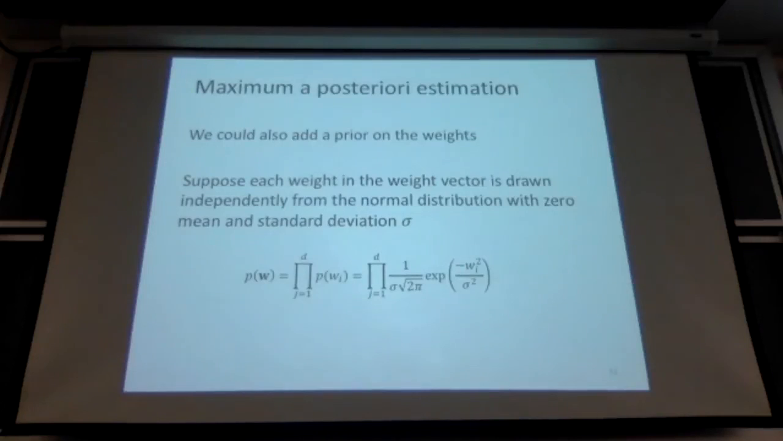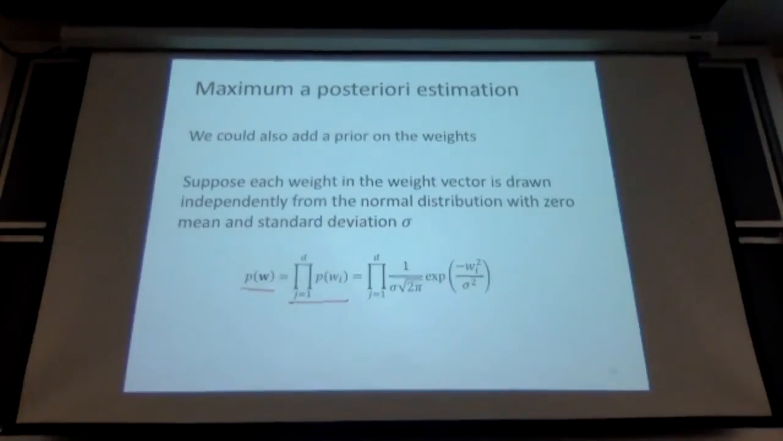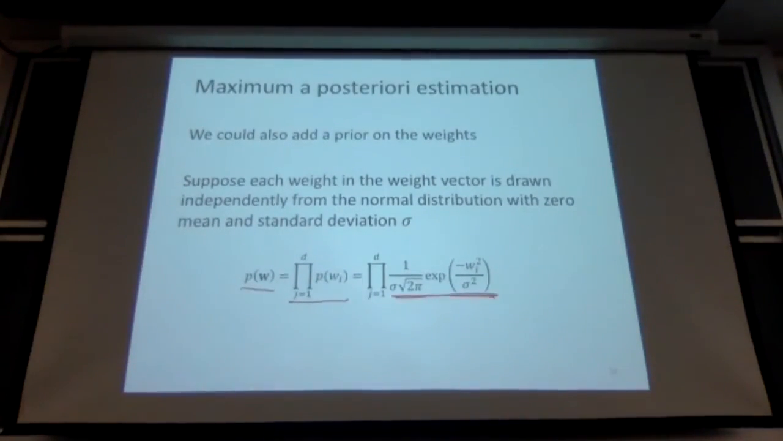Once you introduce a prior, you're no longer doing maximum likelihood estimation, you're doing maximum a posteriori. Once you introduce a prior, we can write down the posterior probability. One commonly used prior for logistic regression is the following. Pretend that every weight comes from a normal distribution centered at 0 with a standard deviation sigma. So the prior probability of the weights is simply the product over all the weights of a normal distribution.